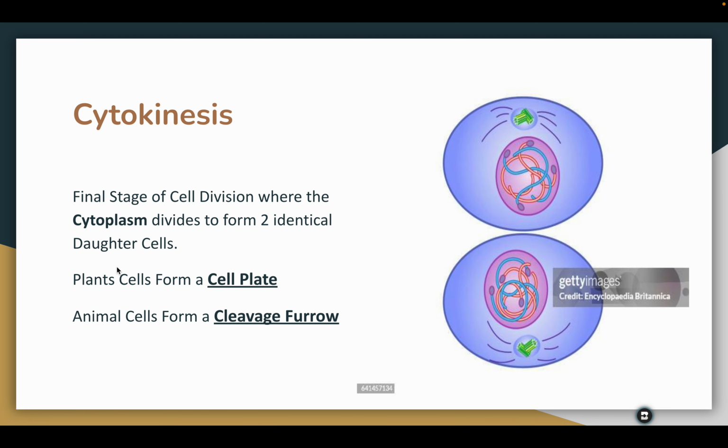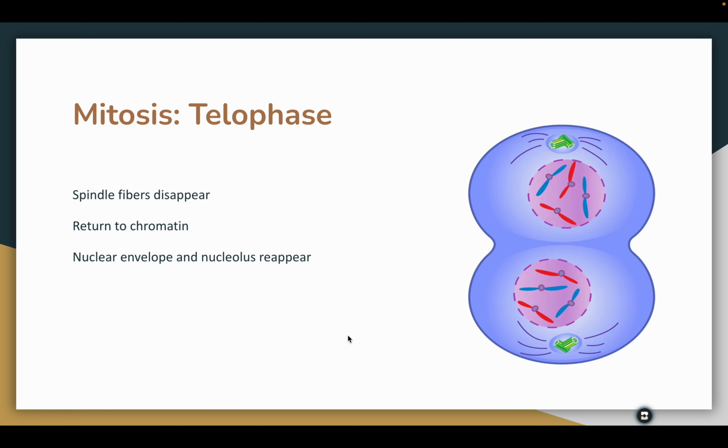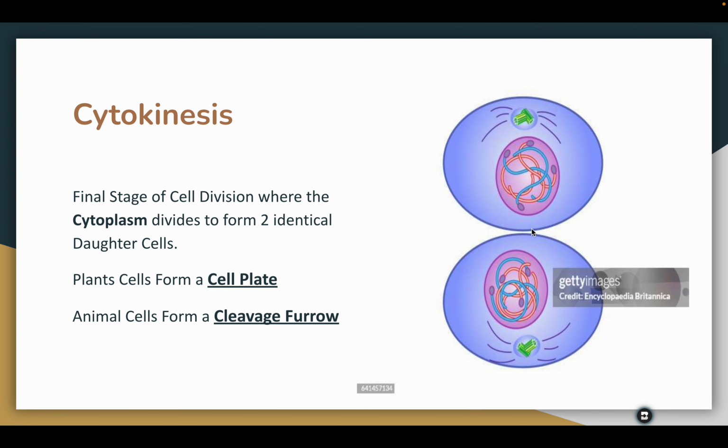Okay? And in plant cells, it's a little bit different. They form a cell plate. Imagine it's a dotted line where the cell knows to take a pair of scissors and cut right down the middle. Okay? So it's very similar. Animal cells form that cleavage furrow like we talked about a little bit in telophase. In plant cells, they have a dotted line that shows you where the cell plate is.